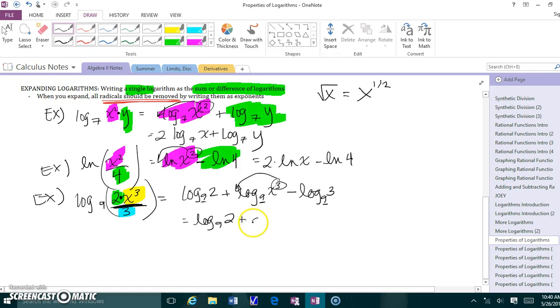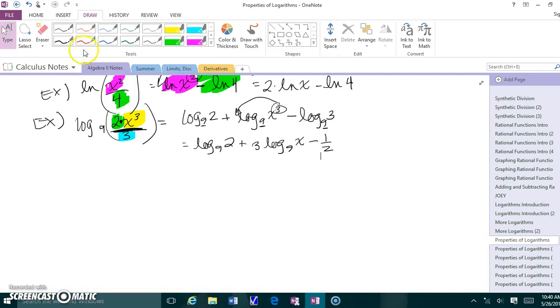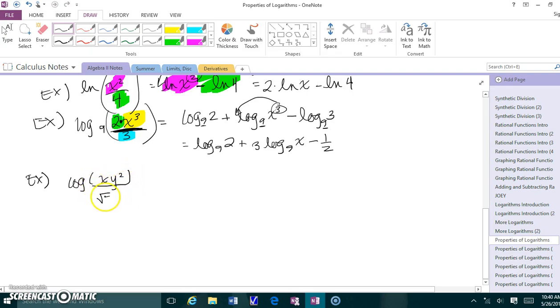First of all, that 3 needs to come down there. And I can do log base 9 of 3 in my head pretty easily. It's a half. Okay, one more example, and then we'll move on to some condensing action. This one, log of x y squared over the square root of z times w. This is all one big parentheses.